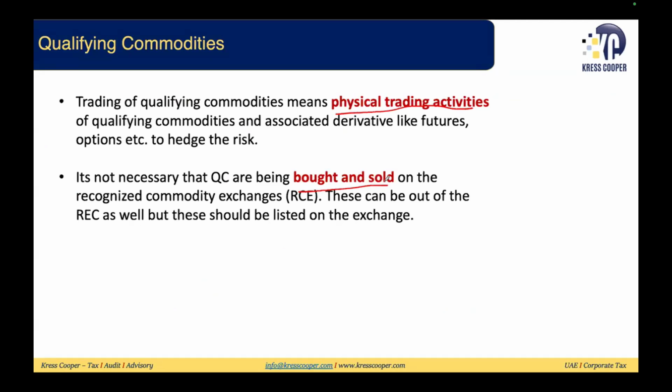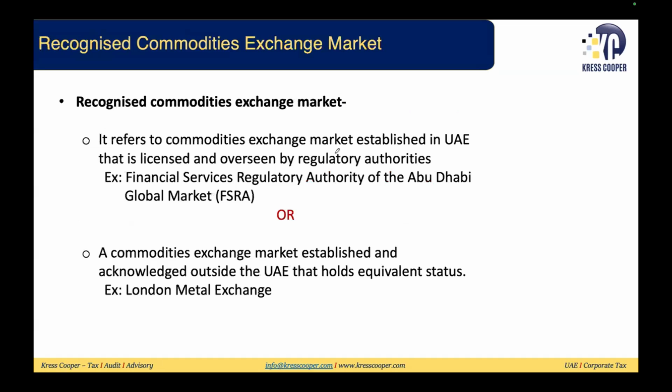Actually, you can buy and sell the goods out of the exchange as well, but these goods must be listed on the exchange, and from the exchange you can buy and sell. But there is a possibility that you are buying and selling out of the exchange as well, provided those goods are listed on an exchange. Recognized commodity exchanges refers to the commodity exchanges established in the UAE and regulated by the regulatory authority. There is a possibility that the exchange is established outside the UAE and based upon the same parameters, for example, the London Metal Exchange.